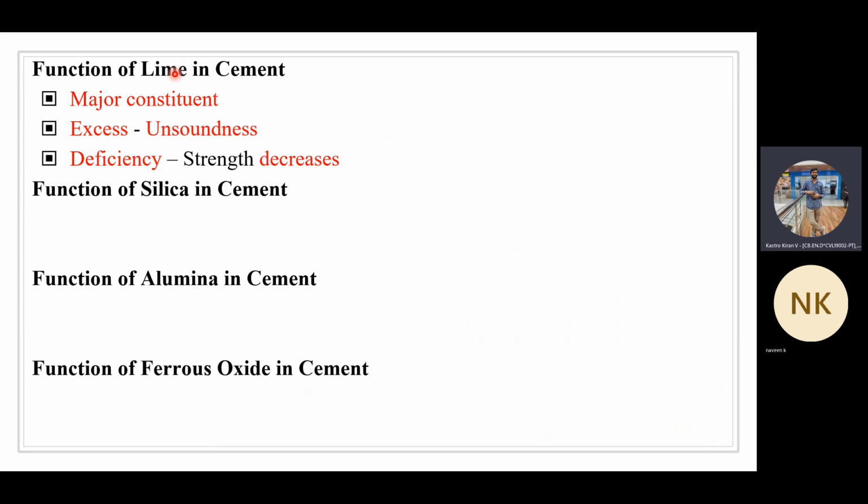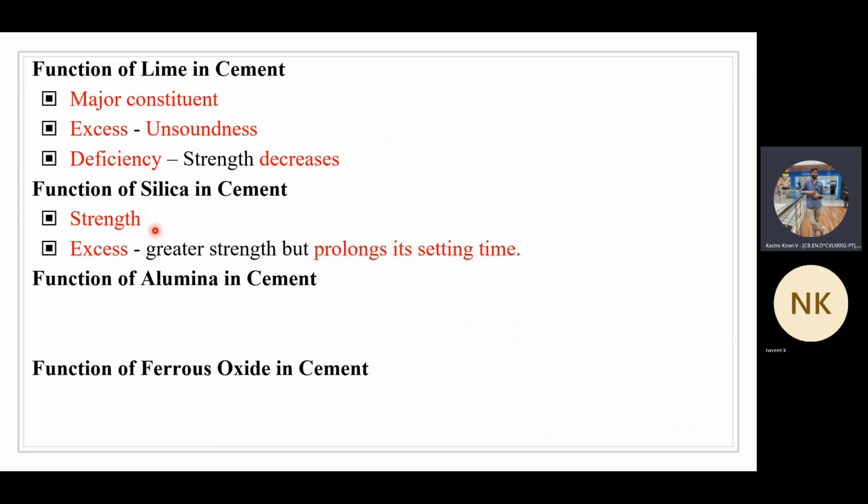So what is the limestone content? Approximately 60 to 67% is the composition of lime that should be there in the cement. And then the silica content; silica is basically nothing but sand. When you add silica to the cement, it gives strength to the cement. Again, when you add an excess amount, it gives excess strength, but the problem is the setting time will get prolonged. When you add more and more silica in the cement, you will get better strength.